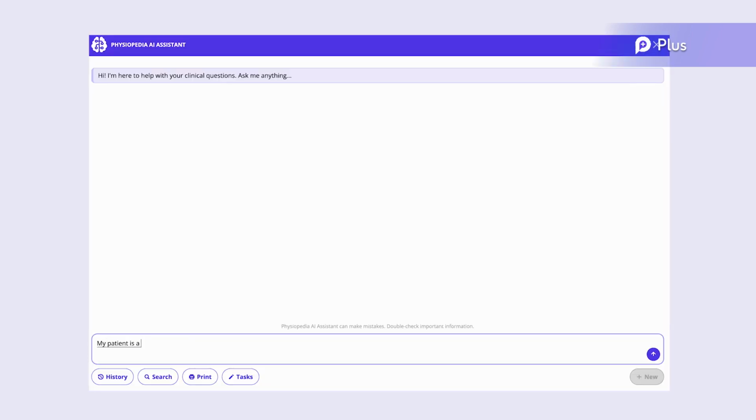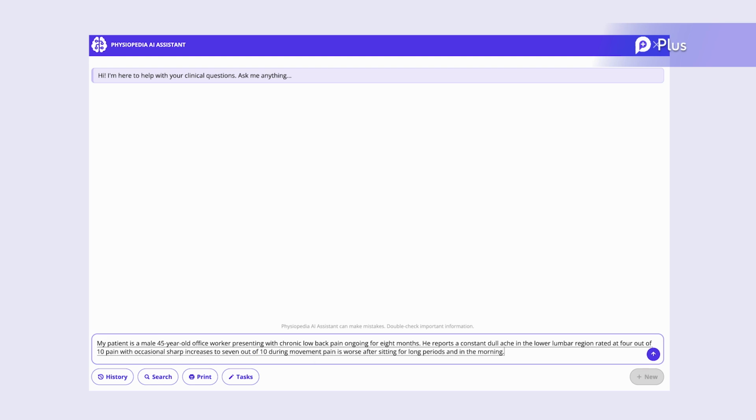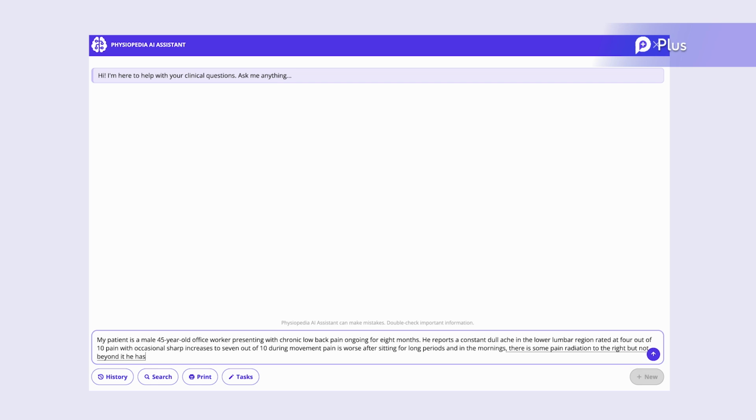My patient is a male 45-year-old office worker presenting with chronic low back pain ongoing for 8 months. He reports a constant dull ache in the lower lumbar region rated at 4 out of 10 pain, with occasional sharp increases to 7 out of 10 during movement. Pain is worse after sitting for long periods and in the mornings. There is some pain radiation to the right buttock, but not beyond it. He has tried over-the-counter pain medication with minimal relief, and he is previously active with regular gym attendance, but has reduced activity due to pain concerns.